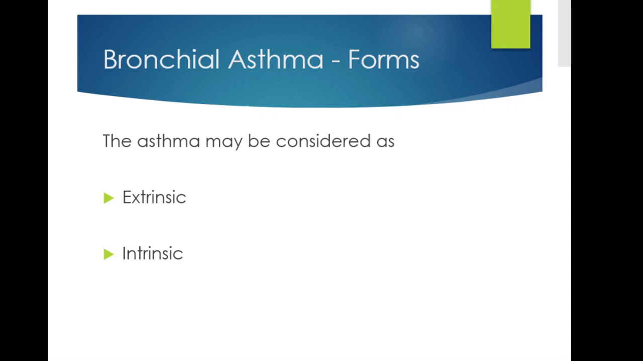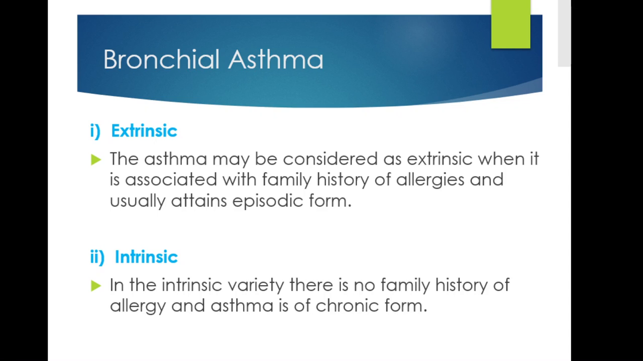Next, asthma will be of two types, extrinsic and intrinsic. Extrinsic asthma may be considered when it is associated with family history of allergies and usually attains episodic form. In intrinsic bronchial asthma, there is no family history of allergy and asthma is of chronic form.